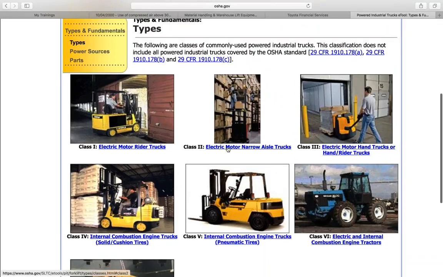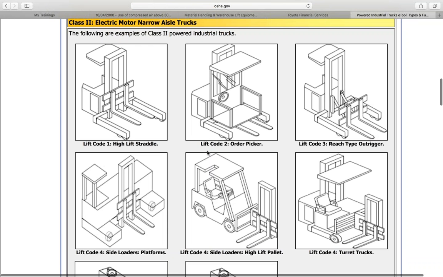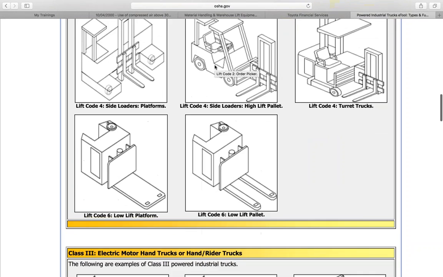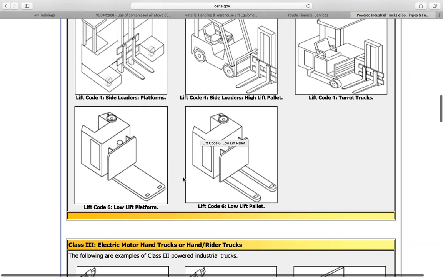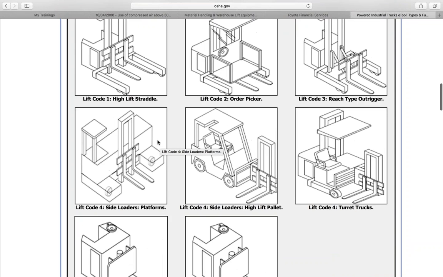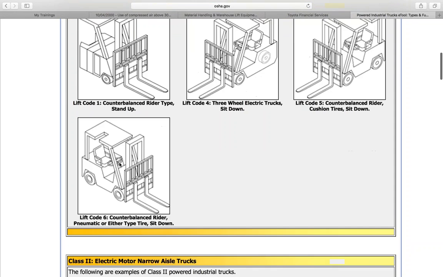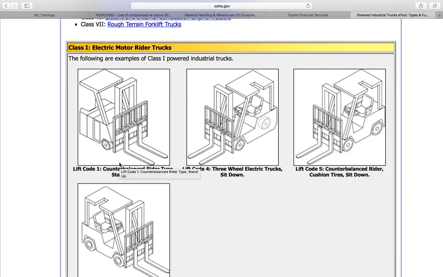Now, let me take you to class 2. I just want to show you really quickly, folks. When we train an employee, we must train them on the class or the type, but you may also want to consider the lift code. Let me show you what I'm talking about. Here you go. I'm in class 2, narrow aisle side trucks. Not only do we have 7 classes, but in this one class alone, we have 6 different types of lift codes. So when we add to our form, our sheet, which I think I sent to y'all a couple of weeks ago, and I'll resend it, we have our class type, and then we also add the lift code to it as well.